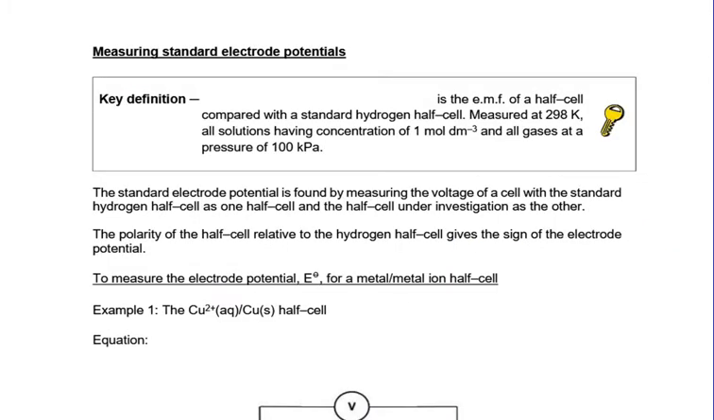So what is standard electrode potential? Standard electrode potential is the EMF of a half cell compared with a standard hydrogen half cell at all the standard conditions. So 298K, 100 kilopascals, concentration 1 mole per decimetre cubed. And we find it by measuring against hydrogen.